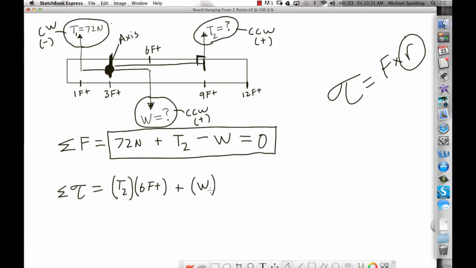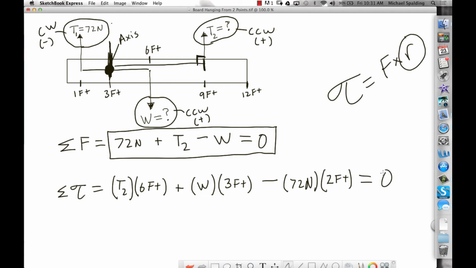Plus, let's go to the weight. Plus W. Now what's the lever arm for W? What's the distance from the axis from here over to W? Let's see. From 3 feet to 6 feet is how far? 3 feet. And then minus for our clockwise torque, minus 72. And then what's the distance for 72? From the axis, from 3 feet to 1 foot is what? 2 feet.